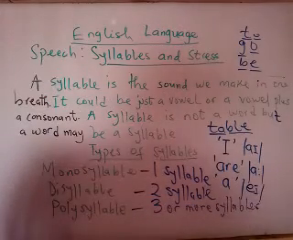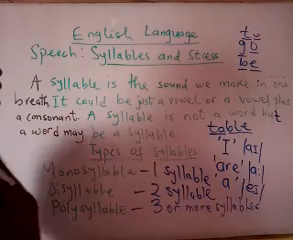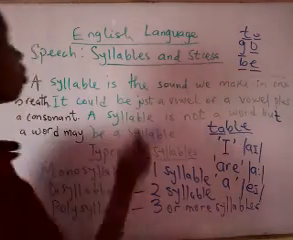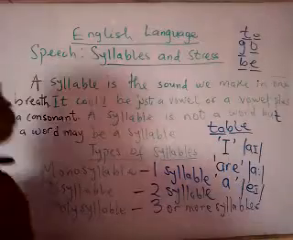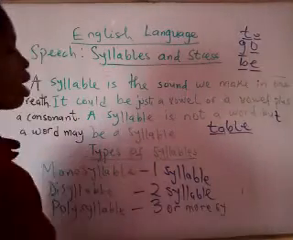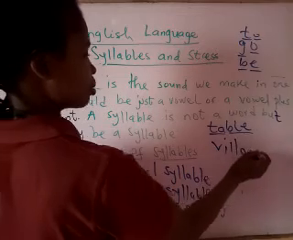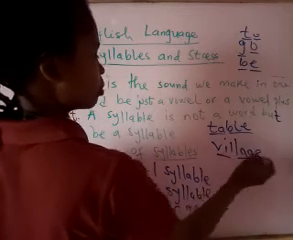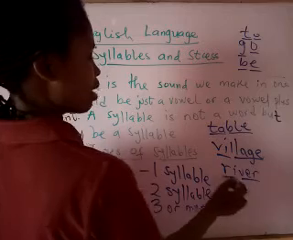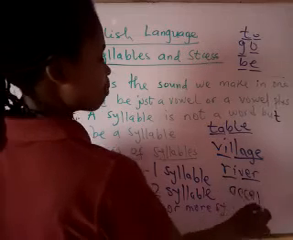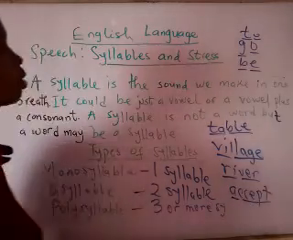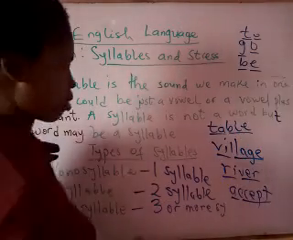An example of disyllabic words, we have table, like we've seen earlier, village. Let me click that. Table, that's two syllables, disyllabic. We have village, and then we have river. We have accept. Okay, and so on and so forth.